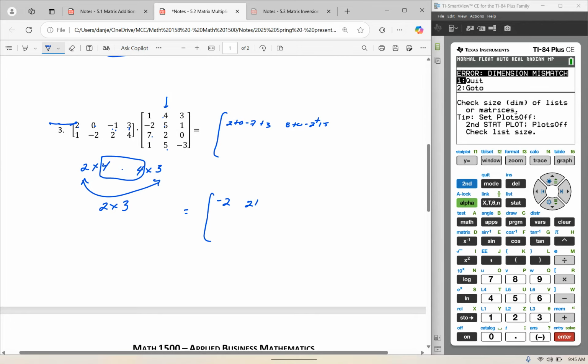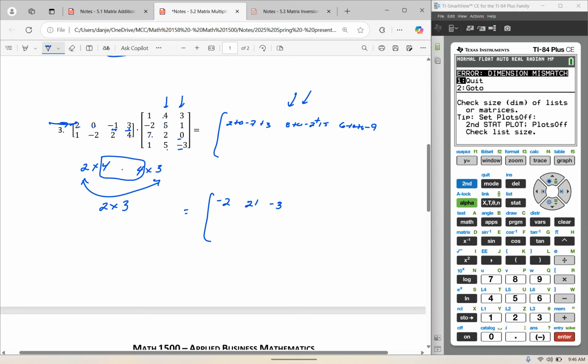So now we need to do the first row times the third column. 2 times 3 is 6. 0 times 1 is 0. -1 times 0 is 0. And 3 times -3 is -9. 6, 0, 0, and -9 is -3. It does not hurt to set up this matrix up here, kind of like scratch work, as you're learning and practicing multiplying matrices.